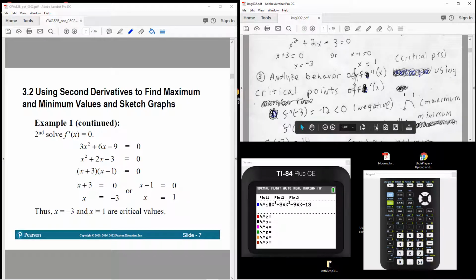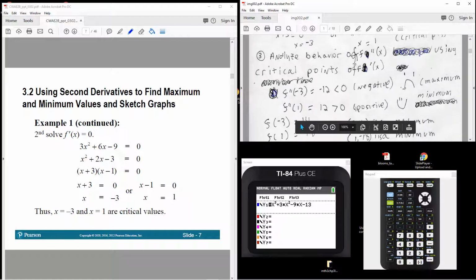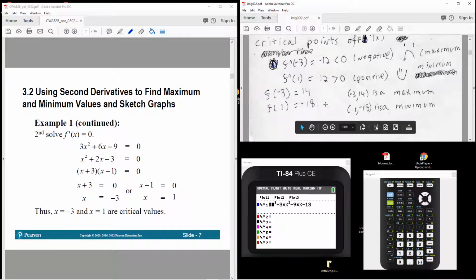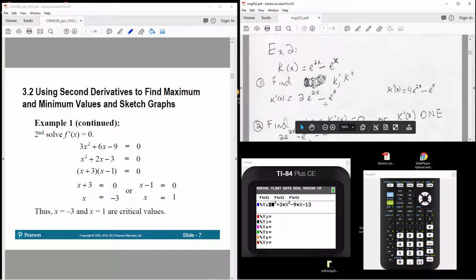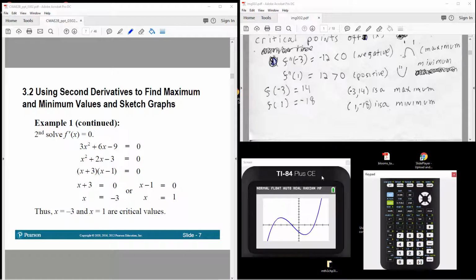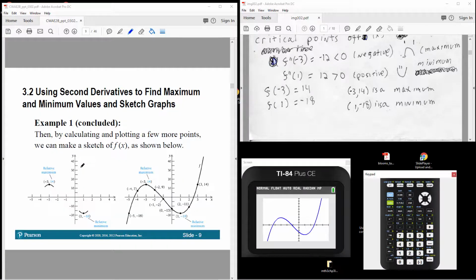So f double prime of -3 is less than 0, a negative. So I have a maximum there. And f double prime of 1 is positive. So I have a minimum there. So the point locations are found at (-3, 14). That's a maximum. And -118 is a minimum. And that's what the graph looks like here. And there's the graph there. So with those, you know the max and the min, you know how it's going to curve.